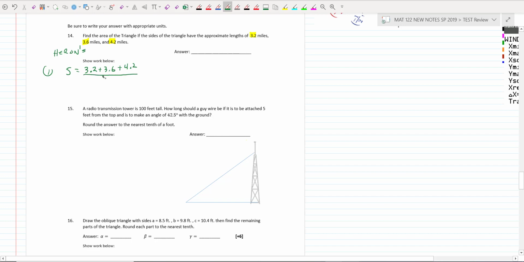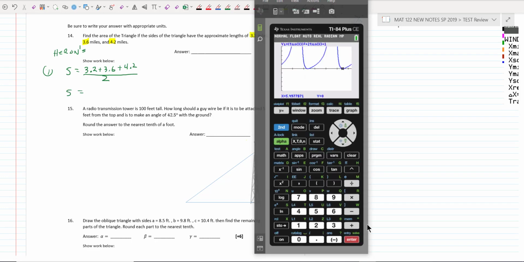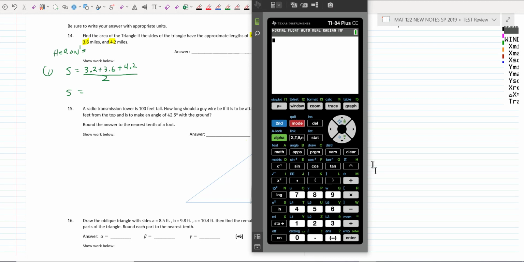Okay, and you can do that just on your calculator in one step if you want to. So I'm going to do that. I'm going to do 3.2 plus 3.6 plus 4.2, and then divide that by 2. So that will give a semi-perimeter of 5.5.